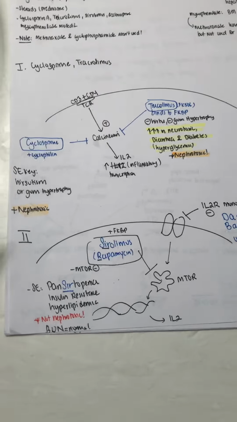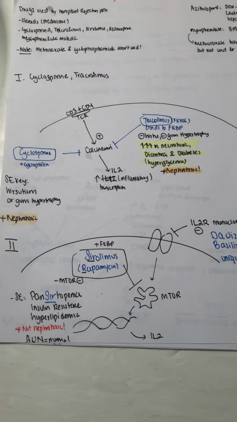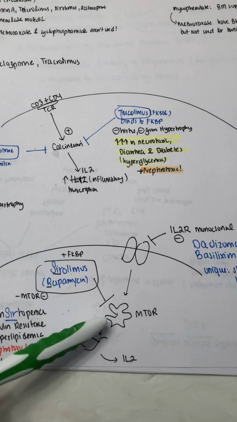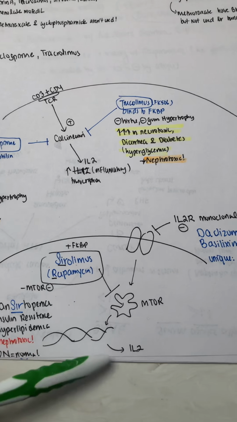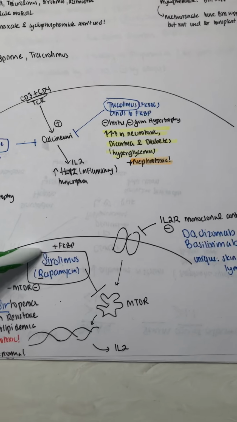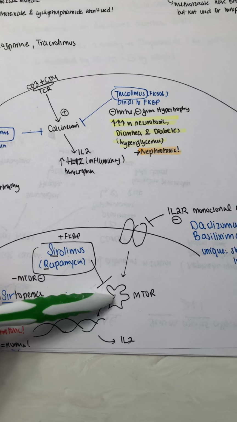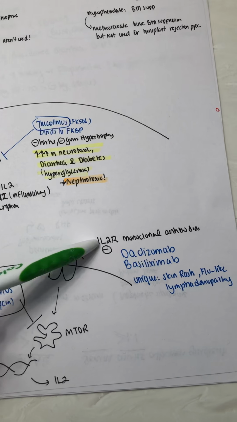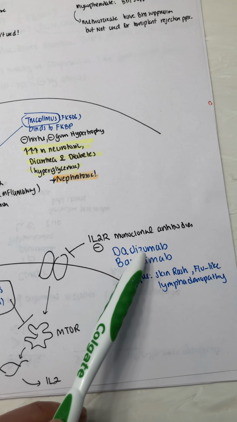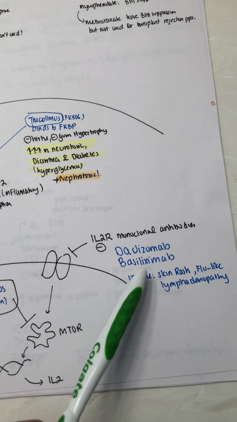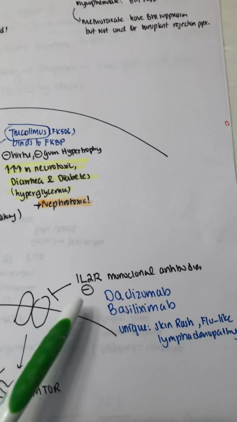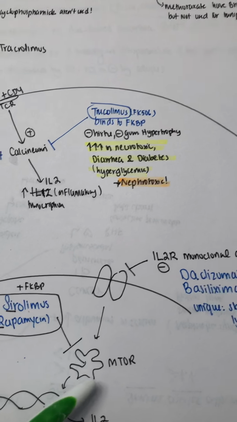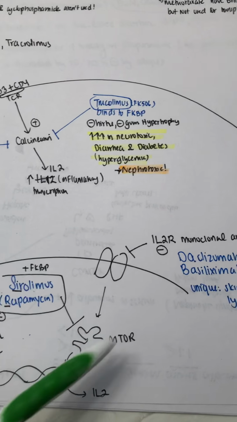The next group is sirolimus, which is also known as rapamycin. It also binds to FKBP and it inhibits mTOR. mTOR also stimulates IL-2. So sirolimus, remember, is an mTOR inhibitor. And the other thing is the monoclonal antibody. Anything that ends with like daclizumab, basiliximab, any -zumab or -ximab, are monoclonal antibodies that inhibit the IL-2 receptor, right? This will eventually stimulate mTOR, so it also inhibits.